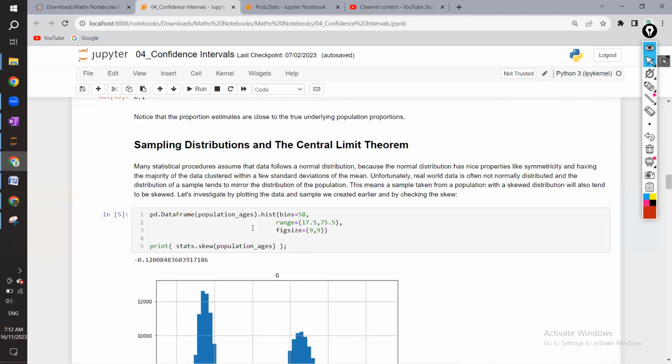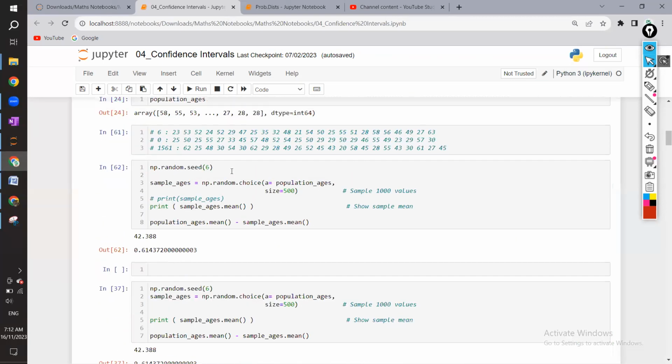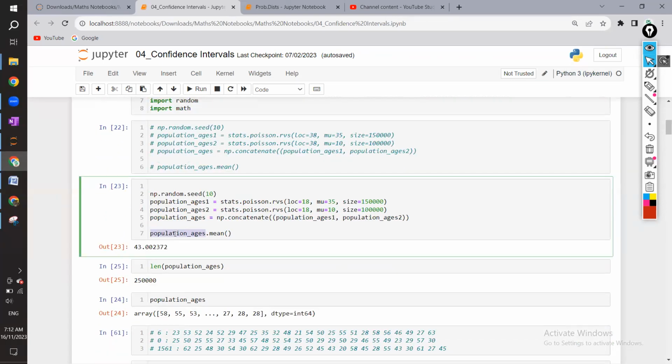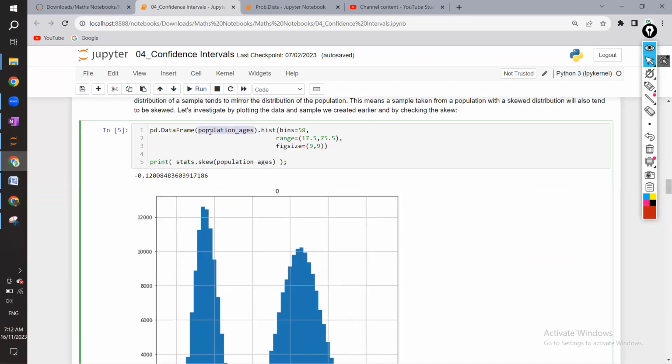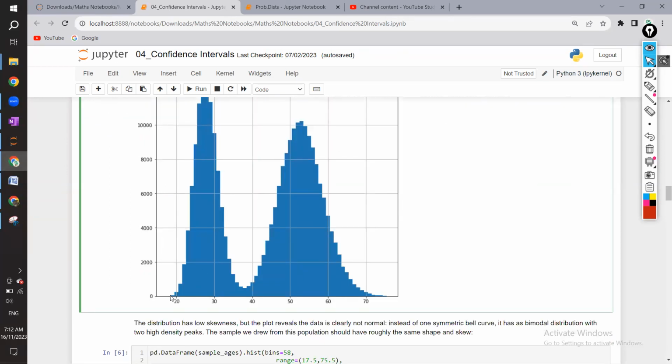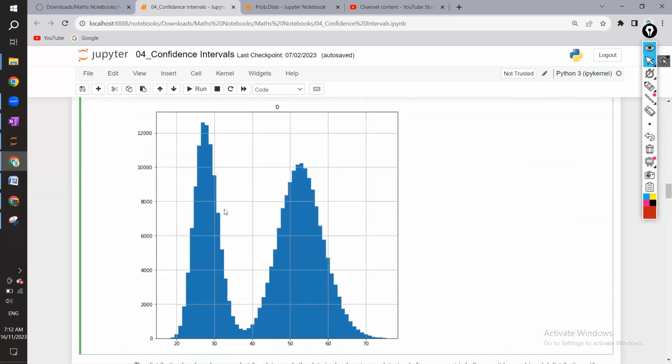Now, coming back, interestingly, first of all, if you plot that population ages, I'm showing it again, this is important. It has two distributions: one is population ages 1, another is population ages 2. You are concatenating both, and it will have some mean. If you plot this population ages with a histogram, taking some bins ranging from 17.5 to 75.5 and setting the figure size, all these are fine, but mainly, if you plot this, see this diagram.